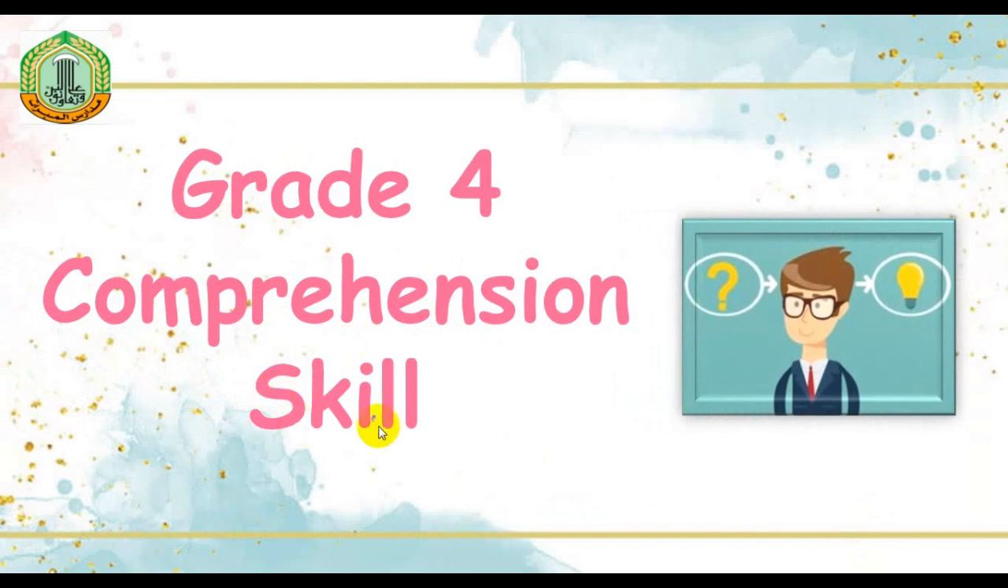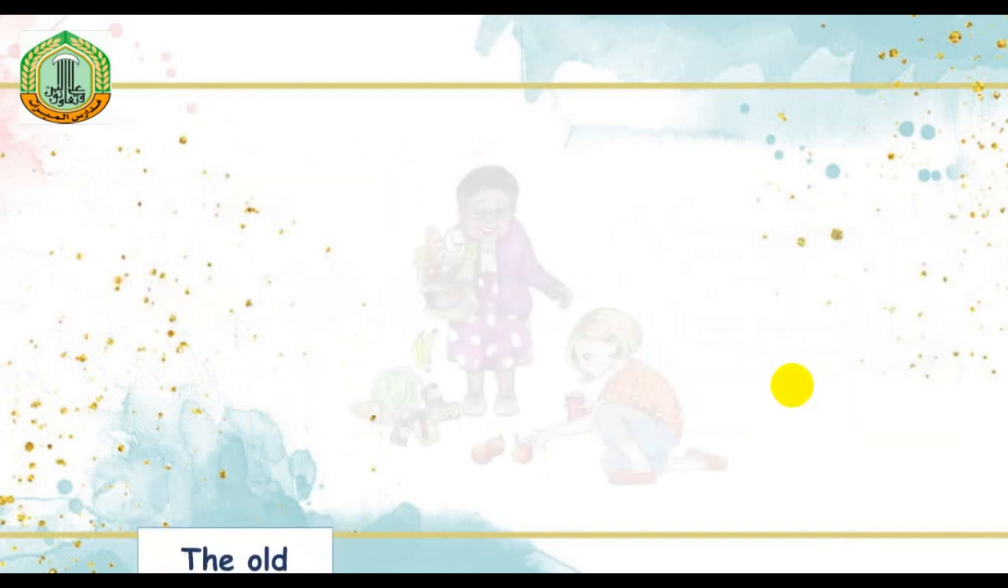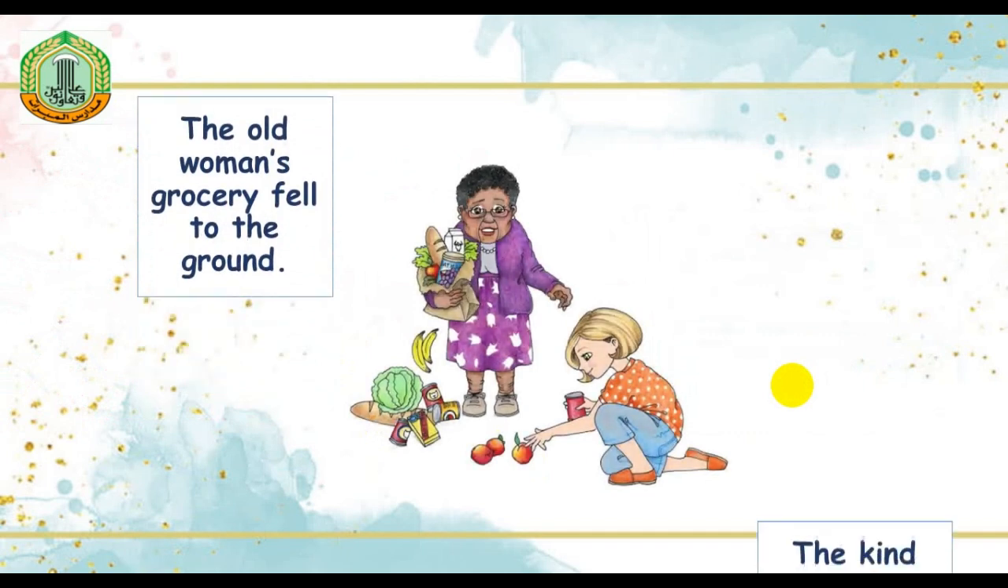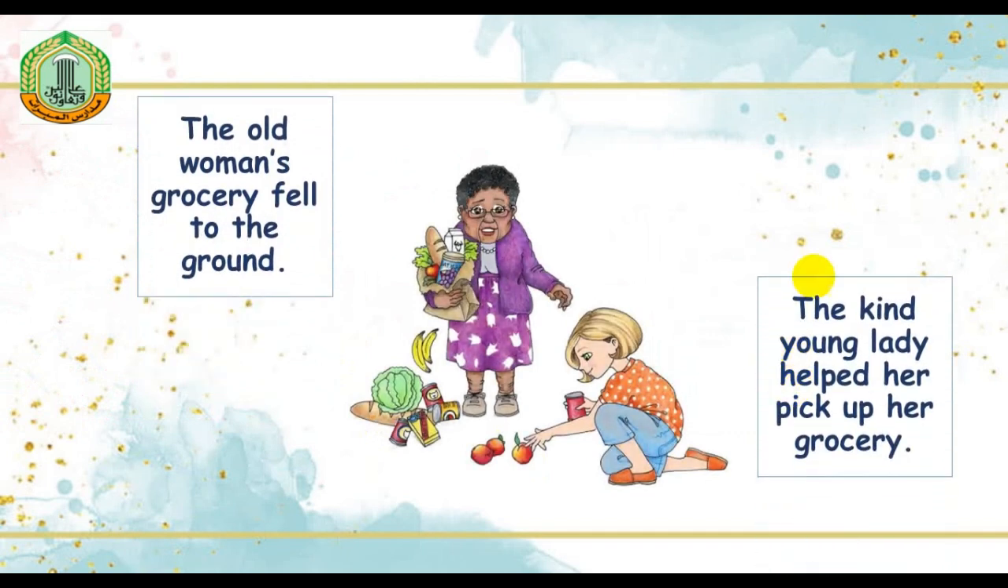We have a new comprehension skill to learn today. This picture will give you a clue. Examine the following picture. The old woman's grocery fell to the ground. The kind young lady helped her pick up her grocery.